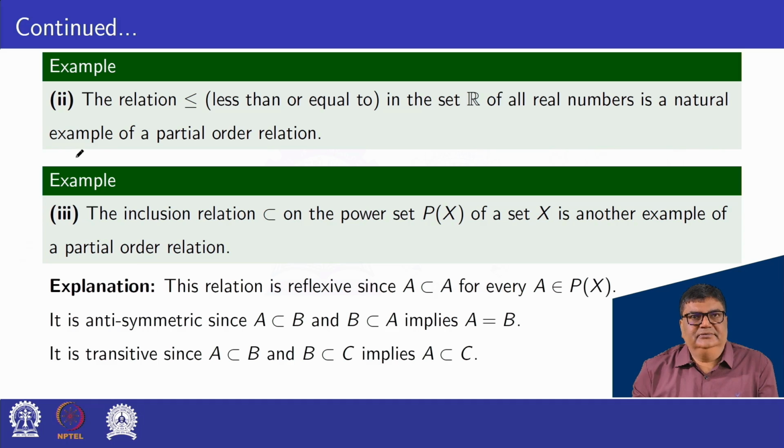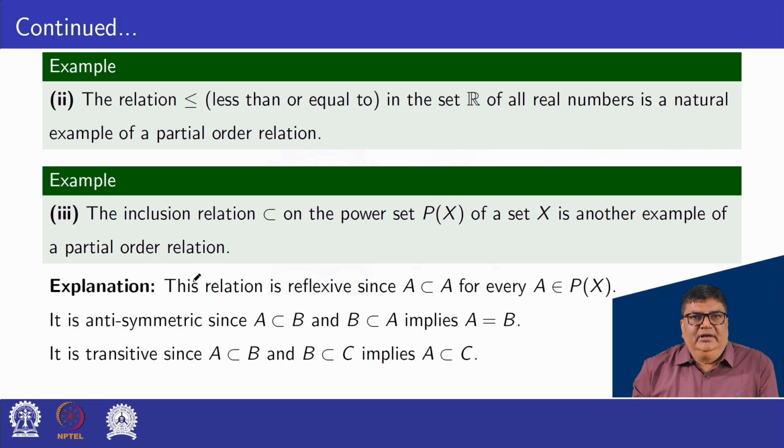Next example, the relation less than or equal to in the set R of all real numbers is the natural example of a partial order relation. Third, the inclusion relation, subset, on the power set P(X) of a set X is another example of a partial order relation.